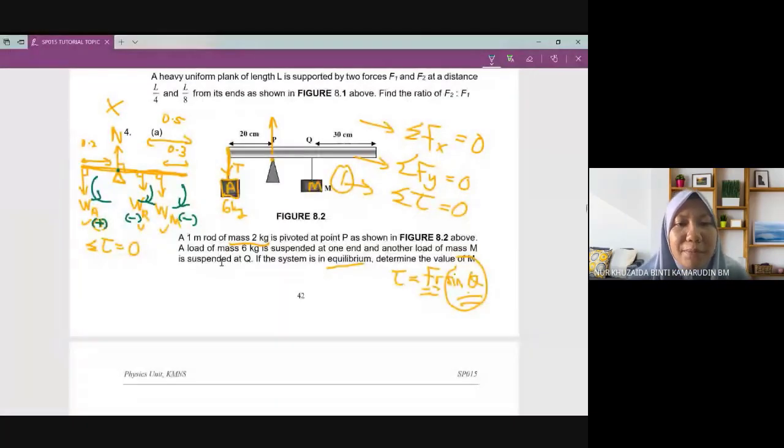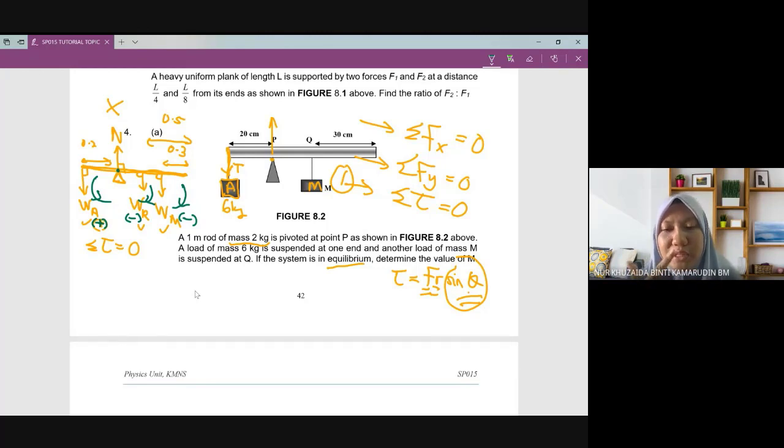Kembali pada soalan itu tadi. Saya ulang sekali lagi. Tak apa, kita lama dekat sini supaya betul-betul faham. Bila you jumpa soalan lain, you boleh buat terus. First step tadi kita akan buat free body diagram. The second one kita akan start dengan equation summation of torque equals to 0.